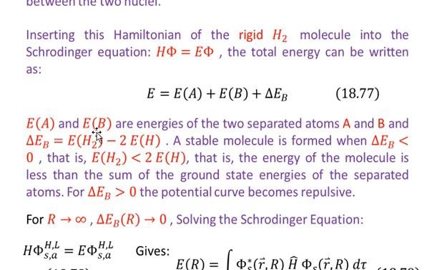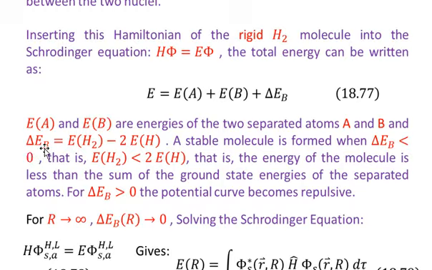Where E of A and E of B are the energies of the two separated atoms A and B. These are in fact the potential energies due to nucleus A and nucleus B, and delta EB, which we have found equal to the potential energy of the H2 molecule minus 2 times the potential energy of the hydrogen atom.